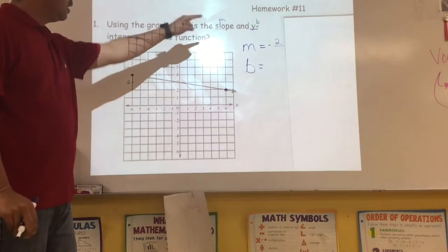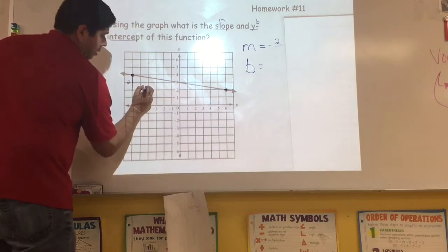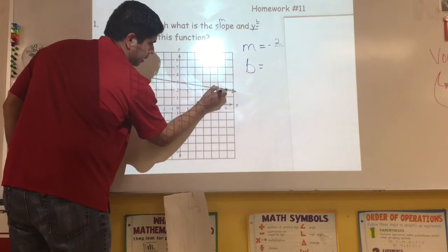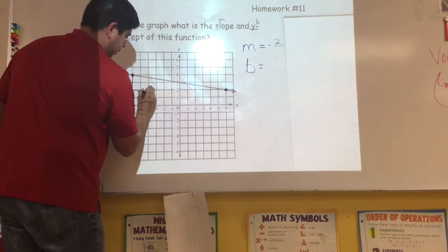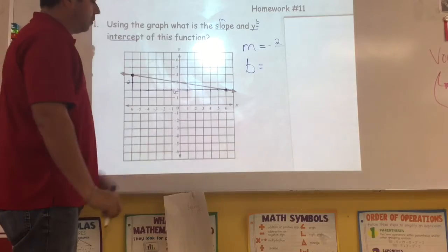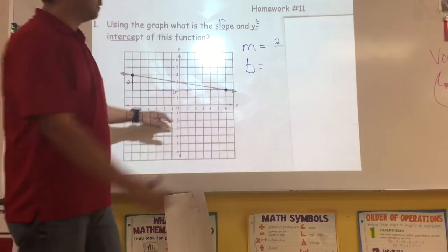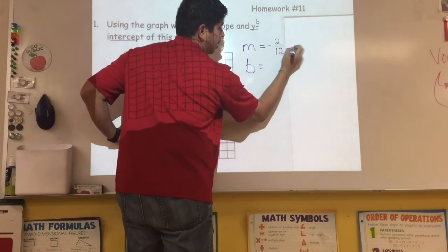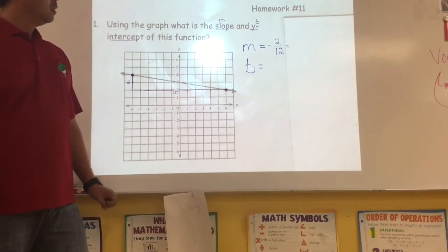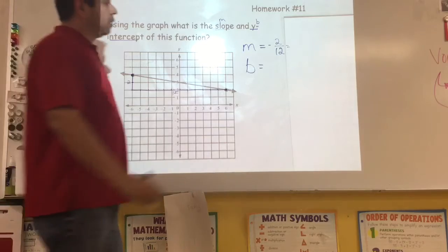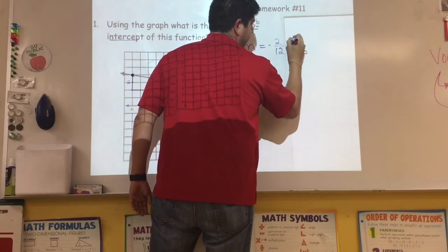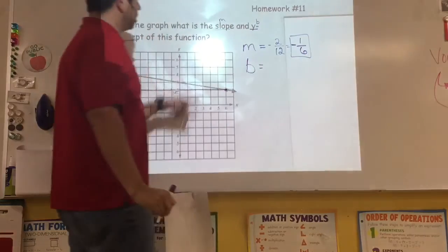All right, so negative, and then it's a 2, what goes on top, and then I just count over 1, 2, 3, 4, 5, 6, 7, 8, 9, 10, 11, 12. So my 12 is there, going all the way to the right 12, so that's what goes here. I need to put that in my calculator to simplify it, okay? So negative 2 over 12 is negative 1/6. Okay, so that's the slope.